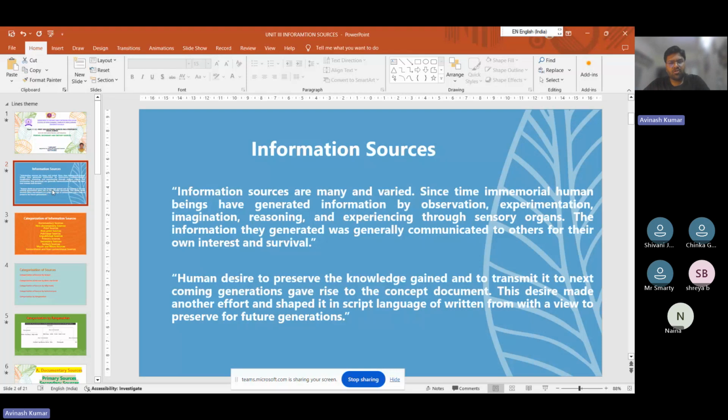Since time immemorial, human beings have generated information by observation, experimentation, imagination, reasoning, and experiencing through sensory organs.